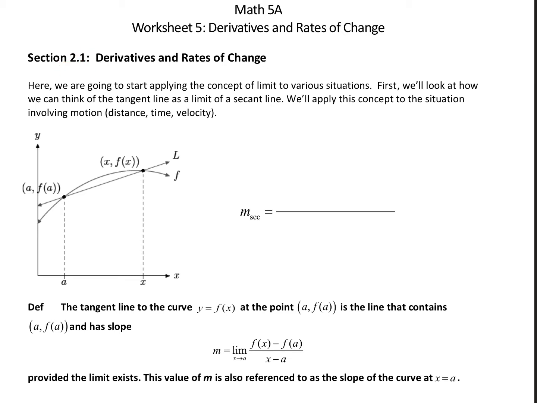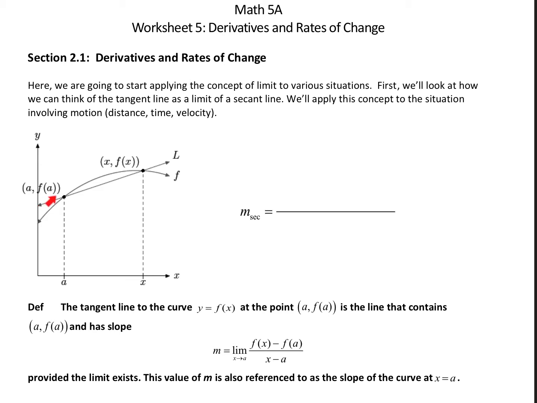In chapter 1, we talked about the concept of limit and how we can use limit. Here, we're going to start applying the concept of limit to various situations. First, we're going to look at how we can think of the tangent line as the limit of the secant line. So, what's a tangent line, what's a secant line?